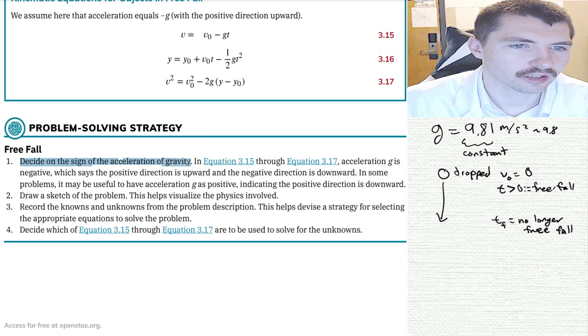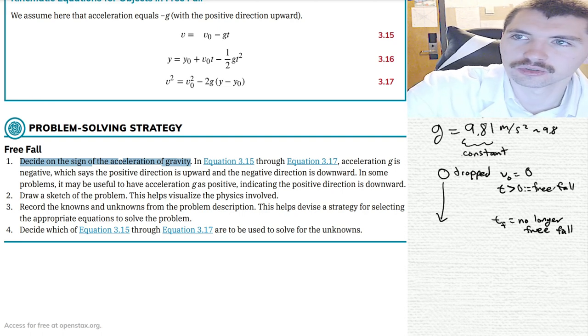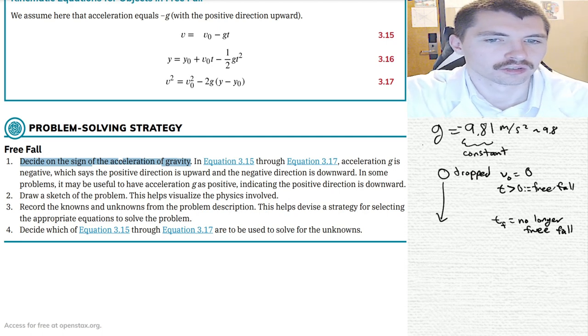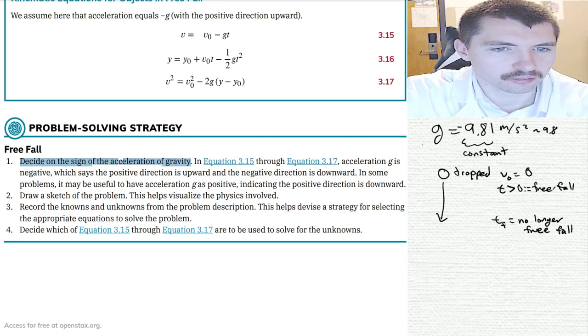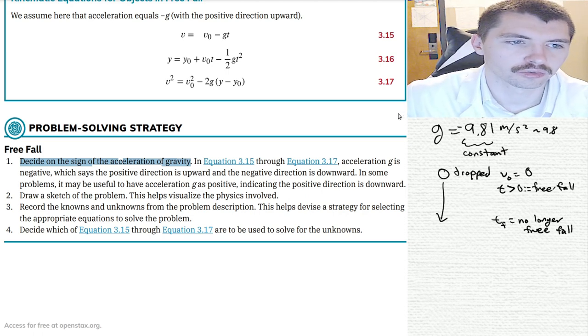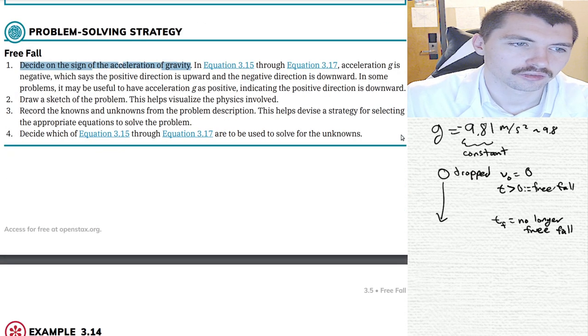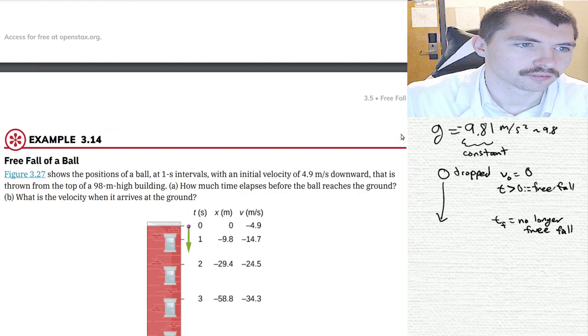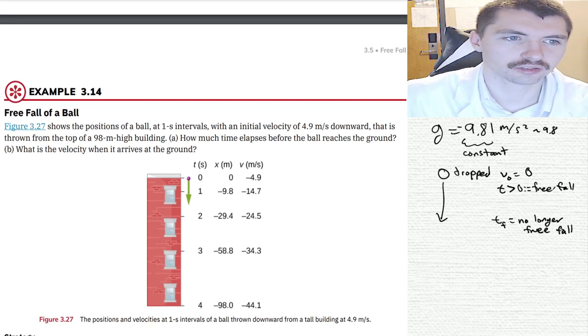So deciding on the sign is part of the strategy. So in these, acceleration is negative. Okay, so we're going to use negative. Some problems we used to have acceleration positive. Record the unknowns, draw sketches. Okay, decide which equations are to be used. So draw it, write the unknowns.